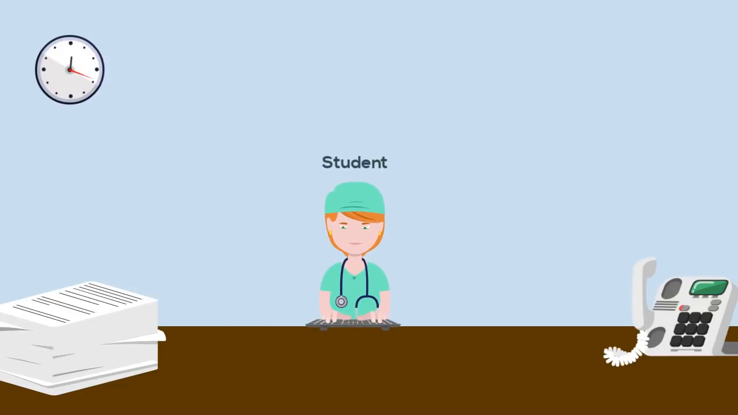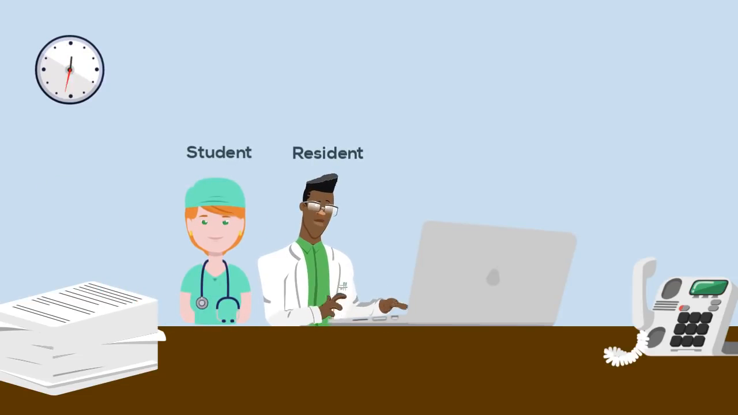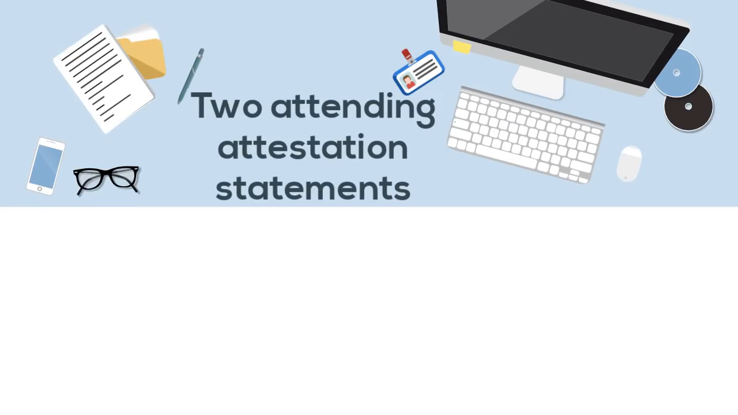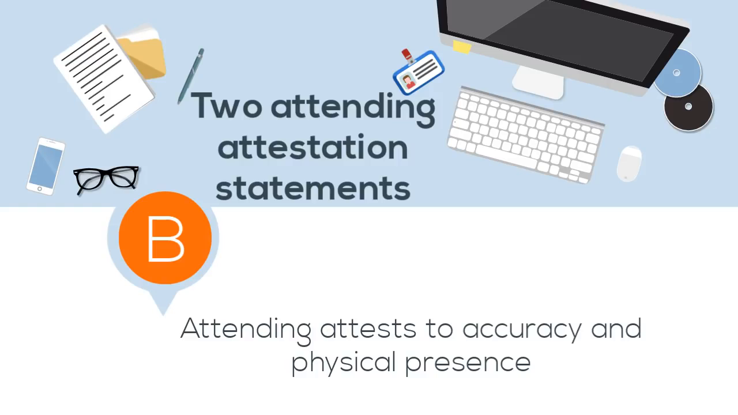When the student writes a note, they will identify either a resident or attending co-signer, depending on who will be attesting to the physical presence. If the resident attests the student's note, they will identify an attending co-signer. There are two attending attestation statements. One for the attending to verify accuracy of the note when the resident has already attested to physical presence. One for the attending to attest to both accuracy and physical presence.